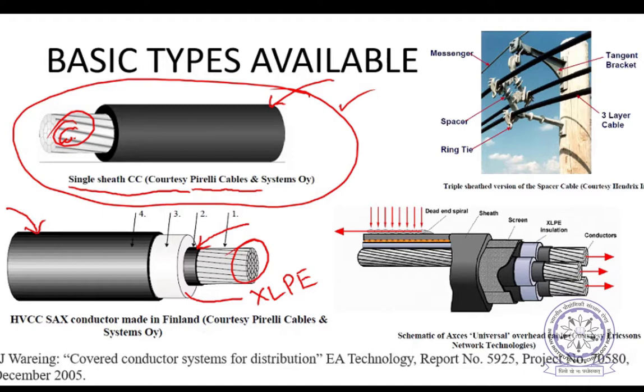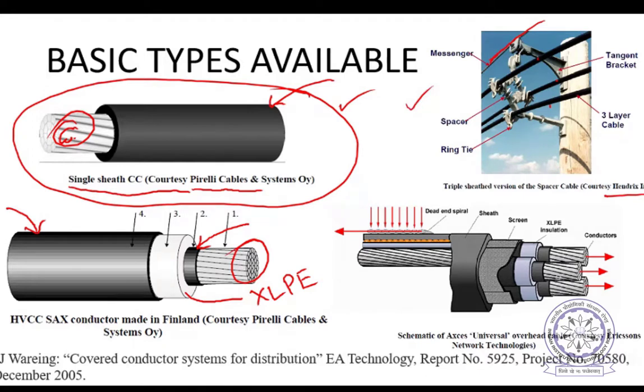And other than this, people have come up with the spacer cable system. This you have already seen. Hendrix company has produced this one. You can see the spacer cable system here: 3 cables separated by spacers. The 3 cables are of 3 phases, and there is a messenger wire above this system. So this is one system, but it is a bit costlier than this one.